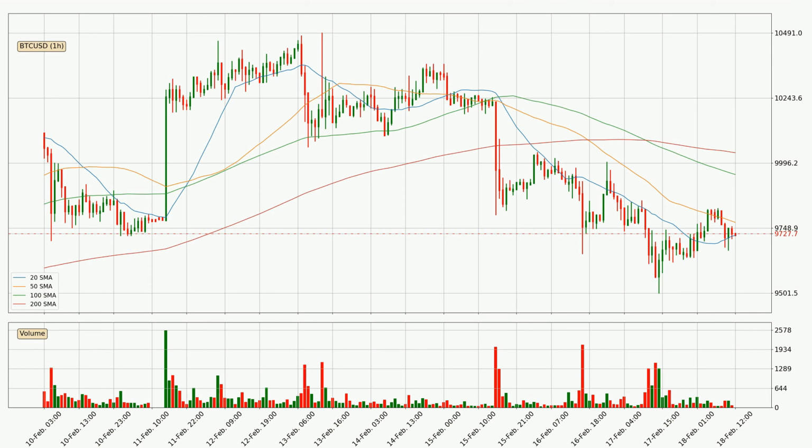Moving to the hourly relative strength index, the current hourly RSI is at 48, so there are currently no signs of the crypto being overbought or oversold.